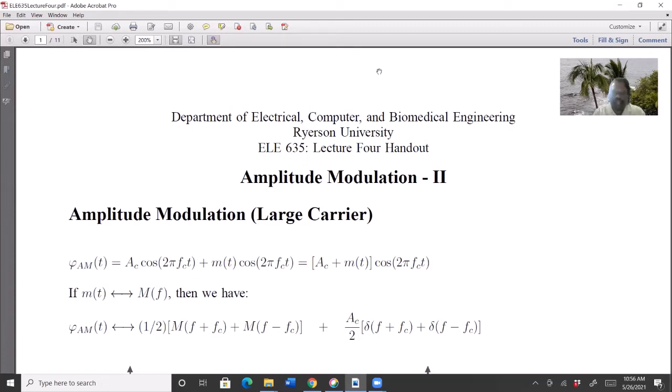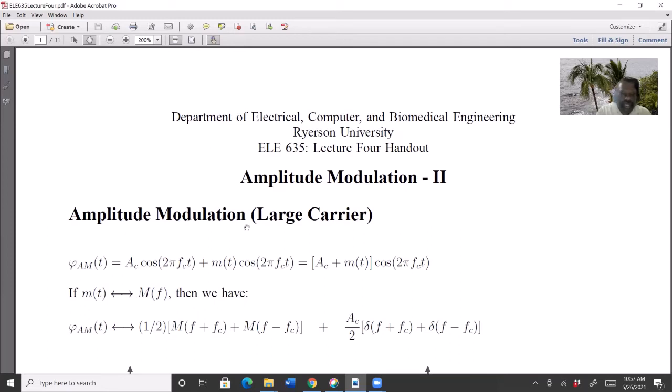Okay. So now we are coming to this AM large carrier, okay? So the motivation for this is so people can buy cheap radio receivers and envelope detection does not create any problem when the message signal crosses the zero axis.